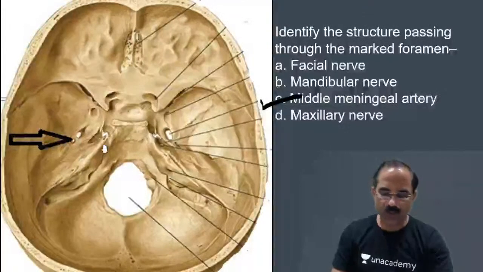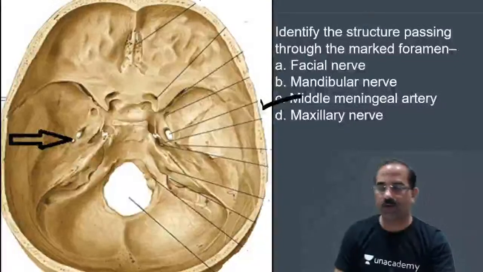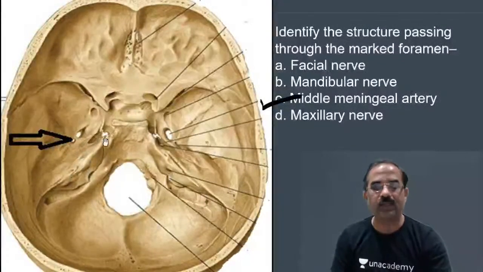Fine. What is this now? That's the petrous part of the temporal bone. It is very hard, like a rock, the petrous part. Now what lies in this? The middle and the internal ear here.